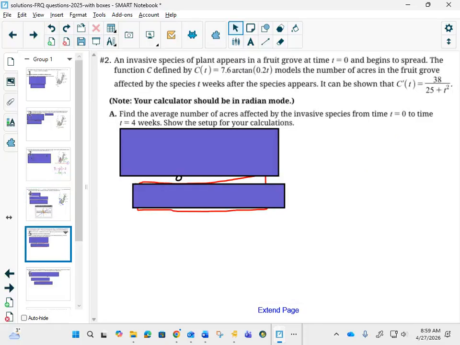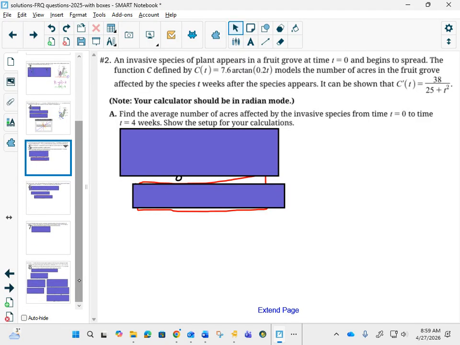Okay. Question number 2. An invasive species of plant appears. Oh. Okay. One second. Yeah, for sure.